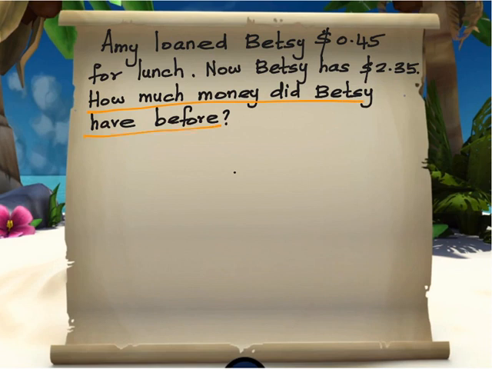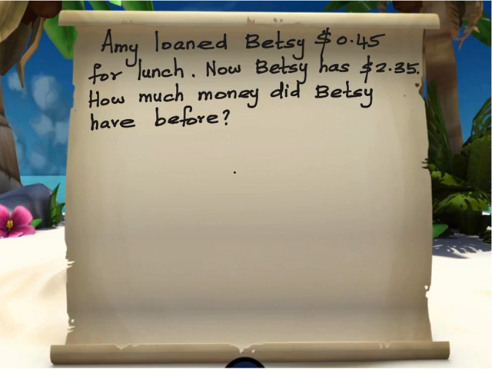So what we have to find here is how much money did Betsy have before? That means how much money did Betsy have before Amy gave her $0.45? So before Amy gave her $0.45, how much money did Betsy have? That is what we have to find.